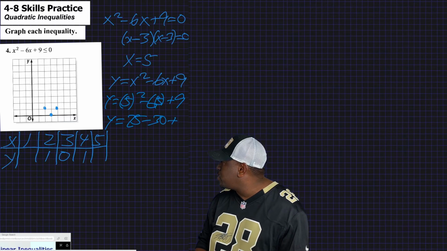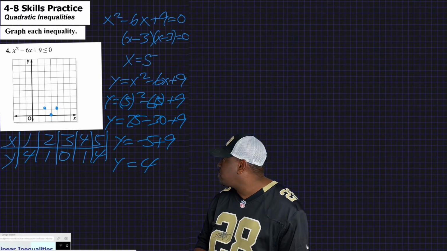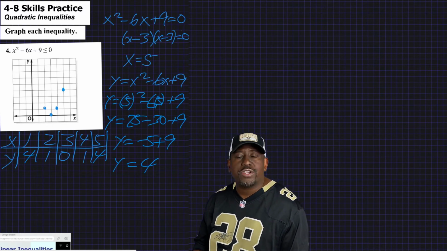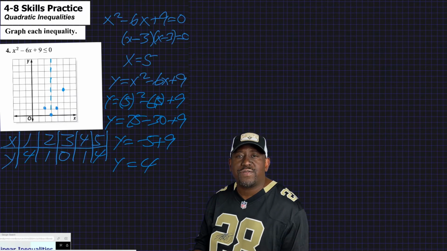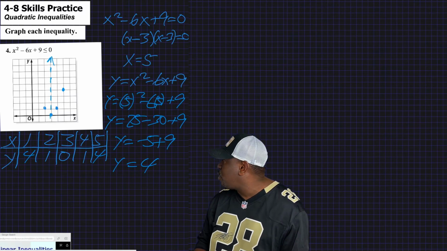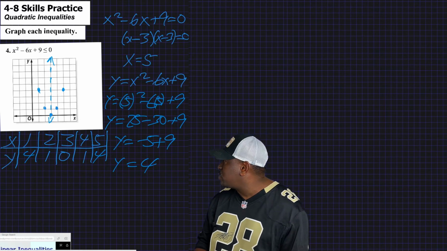So now we're going to substitute 5 into x and solve for y. And so we do that. We end up with 5 squared minus 6 times 5 plus 9. 5 squared is 25. Negative 6 times 5 is negative 30. Left to right, 25 minus 30 is negative 5 plus 9, which is 4. We know that when x is 5, y is 4. And when x is 1, since that's 2 units to the left, y is equal to 4.